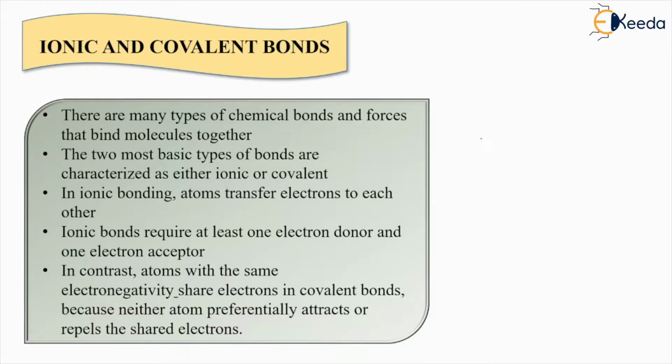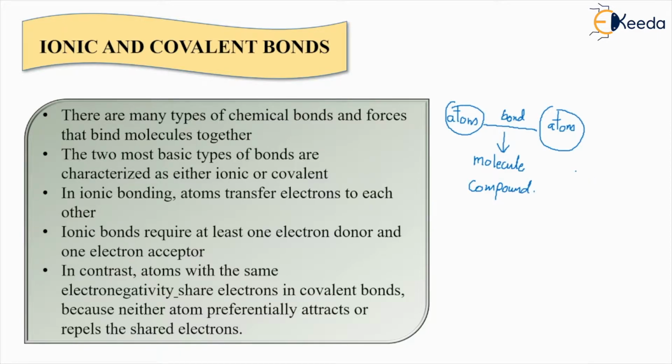Now there are various bonds which help two different atoms combine together and form a molecule or a compound. So if I have an atom over here and another atom over here, both of these will form a bond, and the bond formed by these atoms leads to the formation of a molecule or basically a compound.